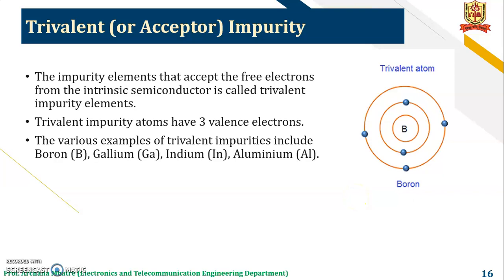The impurity elements that accept the free electrons from the intrinsic semiconductor are called trivalent impurity elements. The trivalent impurity atom has 3 valence electrons. Various examples of trivalent impurity include boron, gallium, indium, aluminium, etc. These atoms have 3 electrons in their outermost orbit.